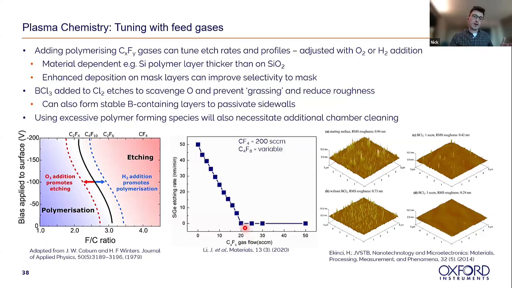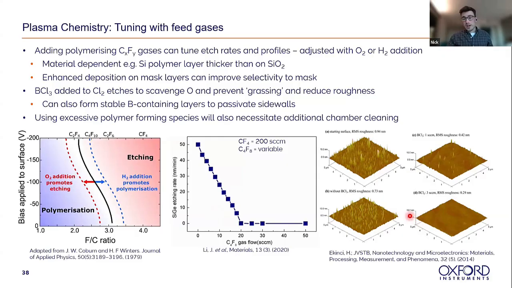But when they reduce that fraction of C4F8 in the plasma and have a more fluorine-rich plasma, they see that the etch rate rapidly increases. So it really shows that tuning the plasma chemistry can be a really easy way to vary the etching that you're getting. If you're doing a chlorine-based etch, people will also quite often add BCl3 to the chemistry. The thinking there is that the BCl3 helps scavenge away oxygen and prevent grassing and reduce roughness. That's what we can see on the right here.